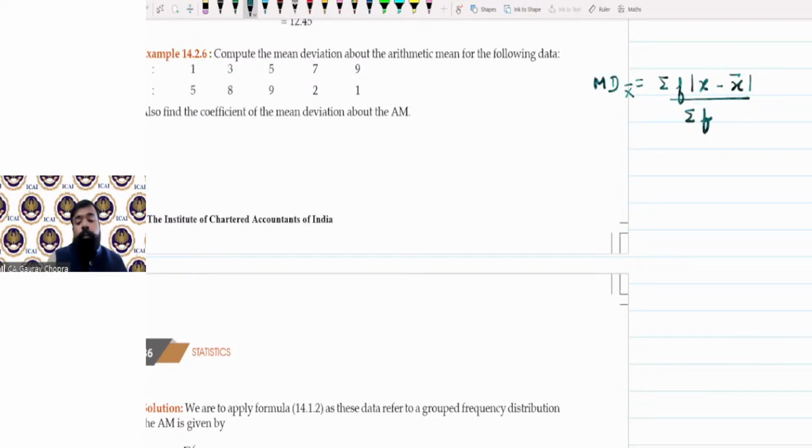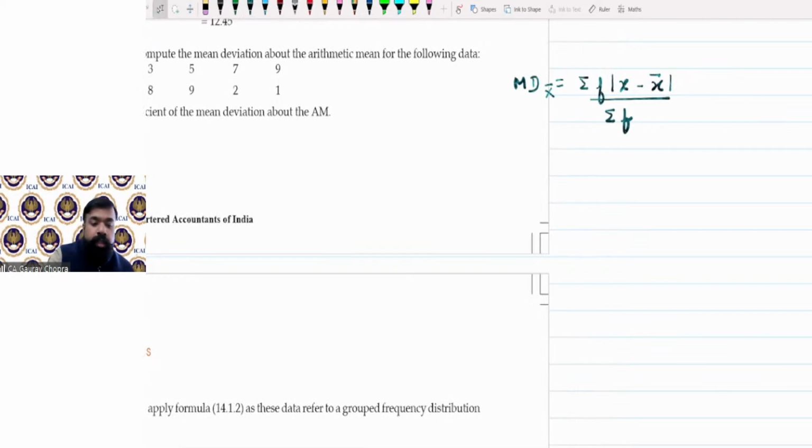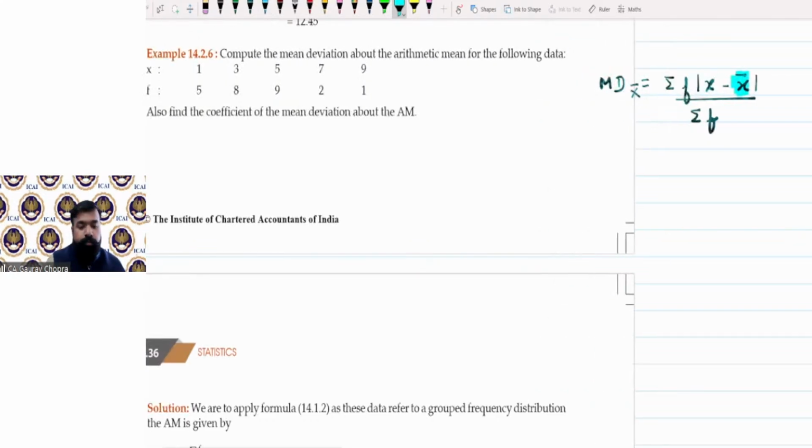If it is from median, then you can replace x bar with median. If it is mode, you can replace with z. Okay, the formula is common for all, whether the series is discrete or it is continuous.